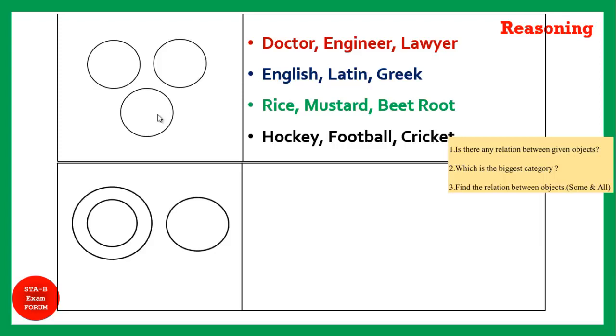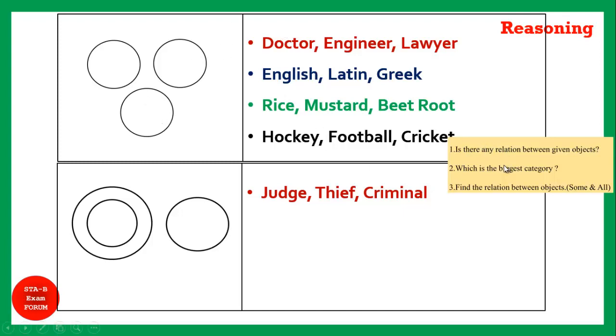Coming to the next category, let us see the question from which you can easily interpret this logical Venn diagram. Judge, thief and criminal. So the first question: is there any relationship between the objects? Yes, you can see there is a relationship between thief and criminal. Okay, there is a relation. So for question number 1, yes, there is a relationship.